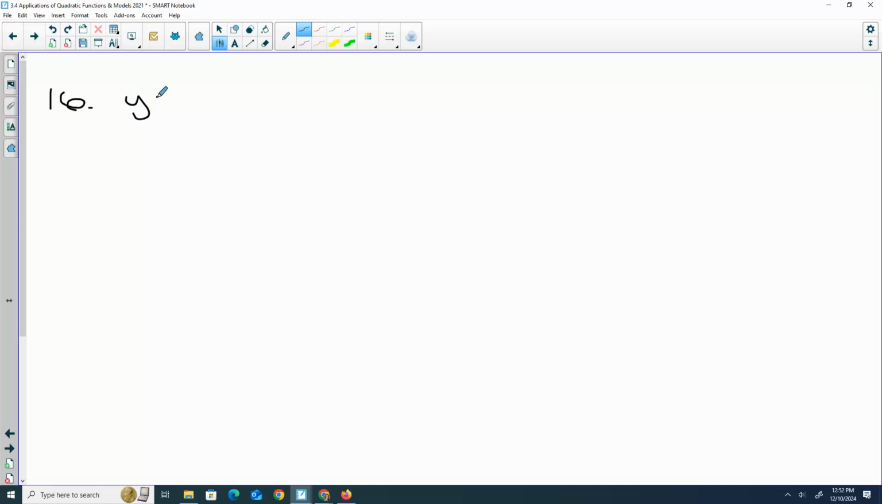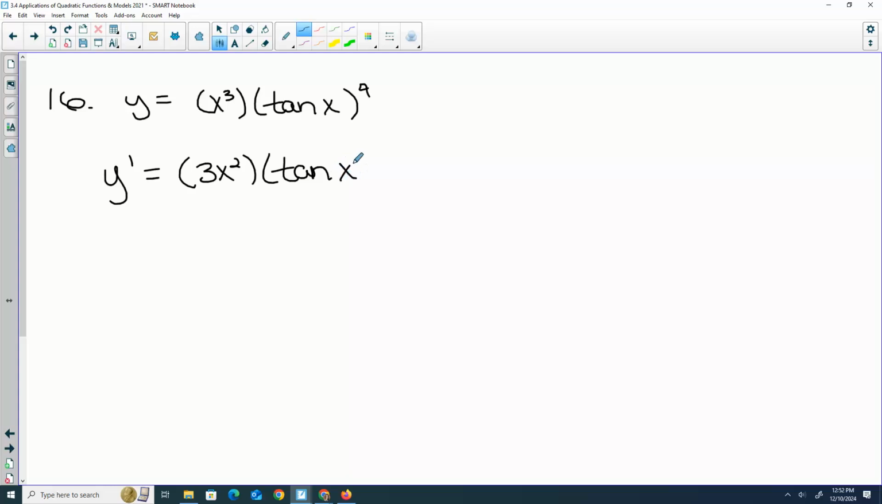Is tangent to the 4th x, would that become 4 tangent to the 3rd? But you changed it. Tangent to the 4th x means you have tangent of x to the 4th power. So we have to do product rule and chain rule within it. So derivative of the first is 3x squared times the second, plus the first times derivative of the second. So the 4 comes down, inside stays the same, subtract 1 from the power, times derivative of the inside. Derivative of tangent.